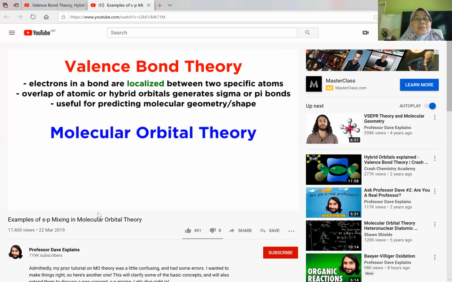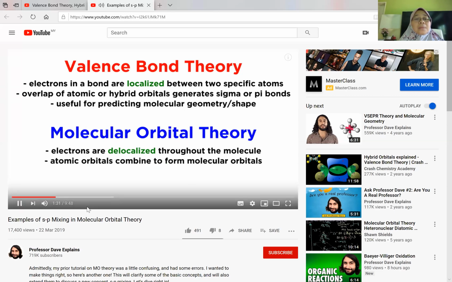To explain this, we have to turn to molecular orbital theory, which differs from valence bond theory in that electrons are considered delocalized throughout the molecule, and atomic orbitals combine to form molecular orbitals.